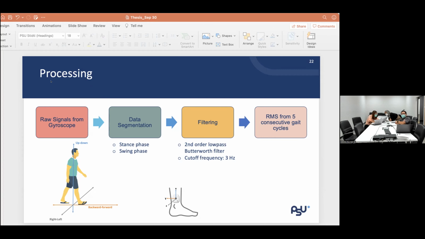We have a little bit of technical problem with the new laptop.